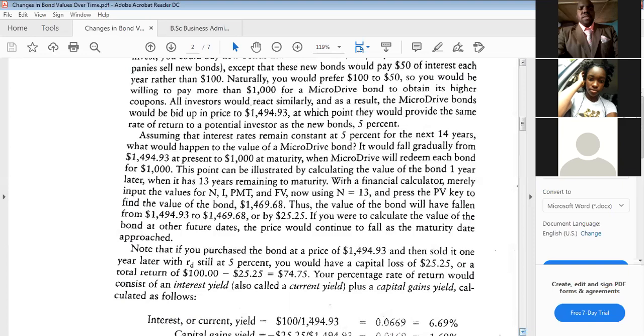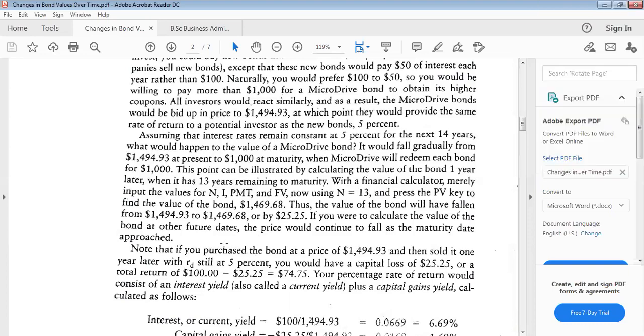Note that if you purchase the bond at a price of $1,494.93, then sell it 1 year later with RD still at 5%, you would have a capital loss of $25.25, or a total return of $100 minus $25.25, which is $74.75. Now, your percentage rate of return would consist of an interest yield, also called current yield, plus a capital gains yield, calculated as follows.